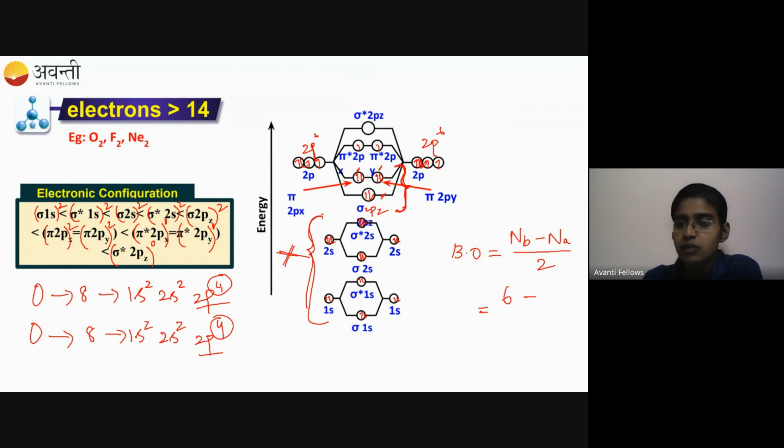How many electrons are present in antibonding? We have 3 antibonding orbitals, but we have only 2 electrons. Only 2 electrons are present. So it is 2 divided by 2. So 6 minus 2 is 4. 4 by 2 is 2. So the bond order for the oxygen molecule is 2.